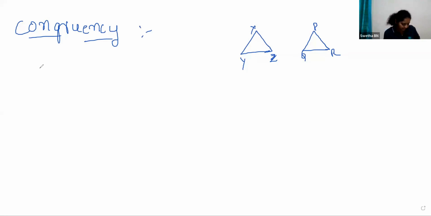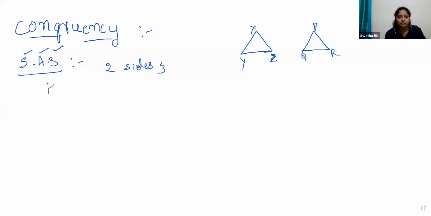Okay, I'll give you some rules. First one is SAS. What is SAS rule? S is nothing but side. A is nothing but angle. Okay, side, angle, side. Side, angle, side means if two sides and here it is very important, included angle.